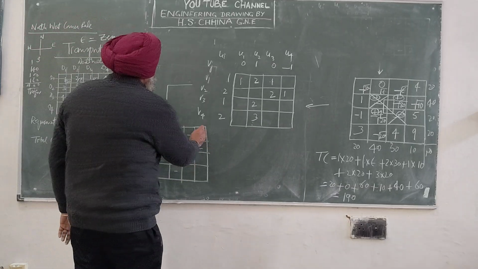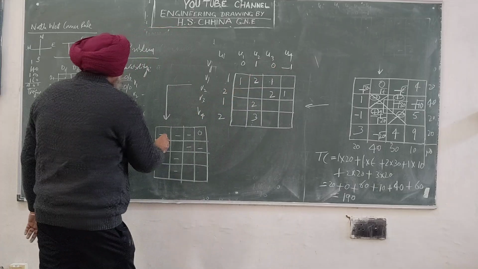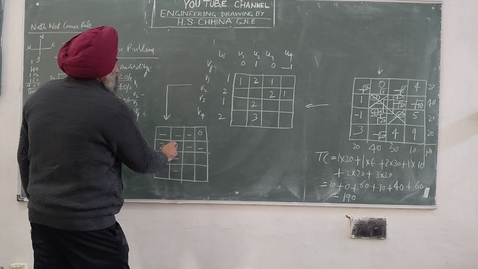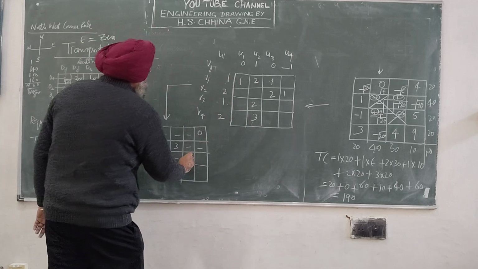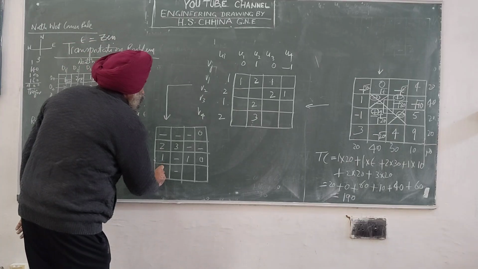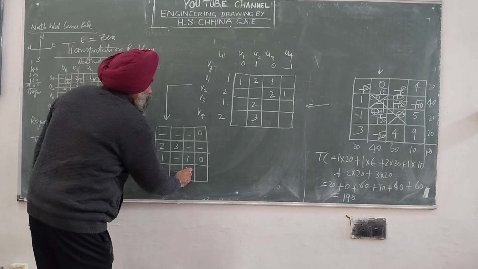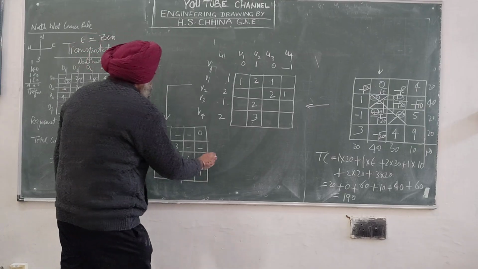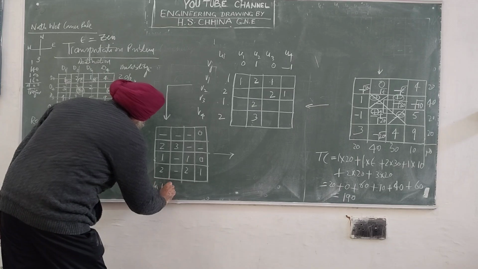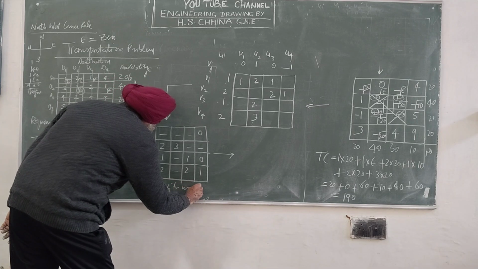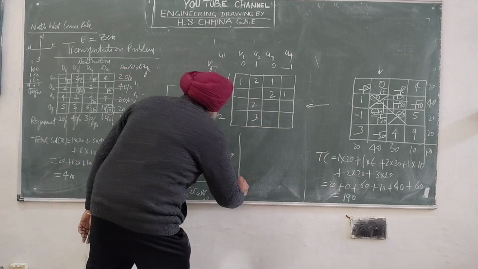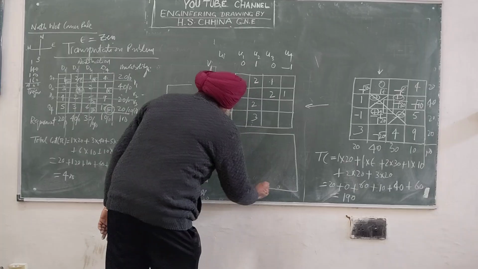Now here it is. This is 0 here. Here it is 2. Here it is 3. Here it is 1. 1 plus 0. Here it is 1. Here it is 0. Here it is 2. Here it is 2. Here it is 1. This is called UI plus VJ matrix for non-allocated cell. So we are going to calculate the cell evaluation matrix.